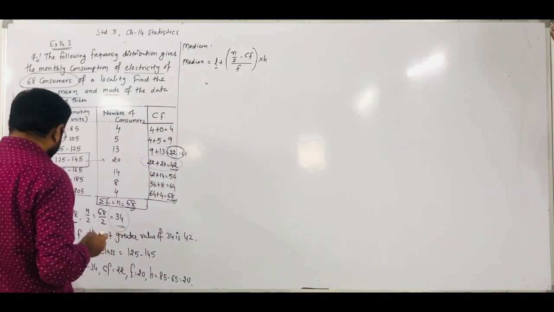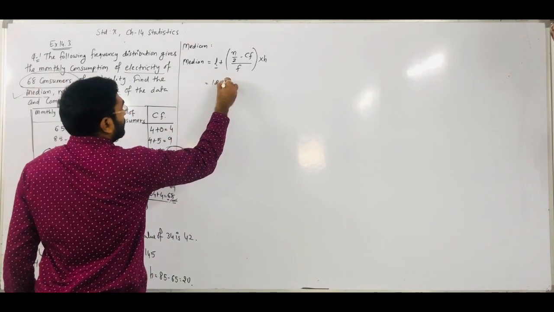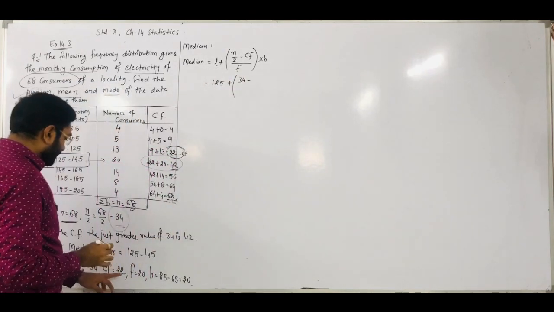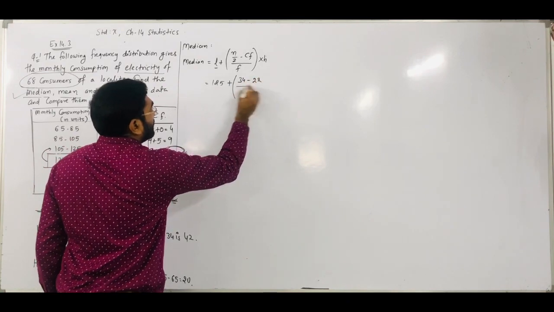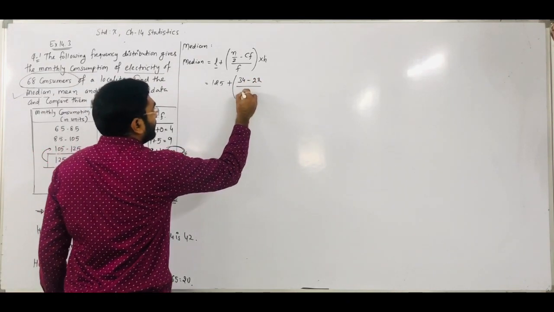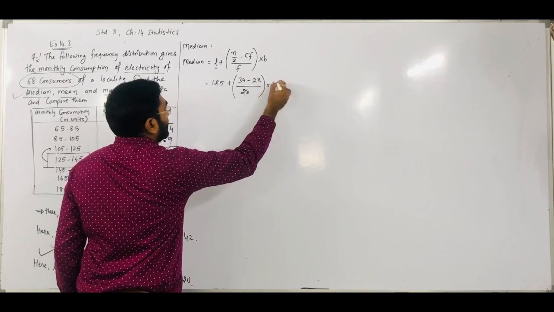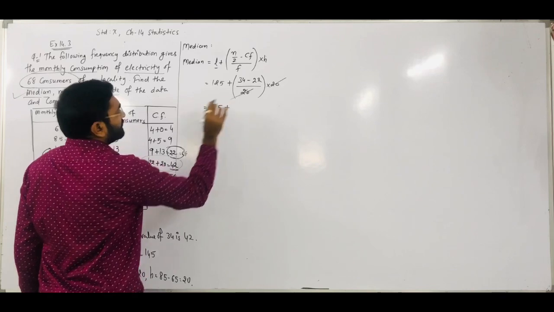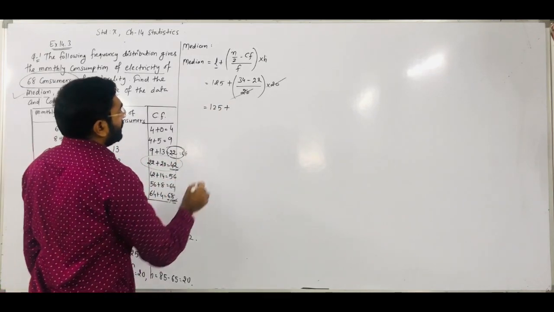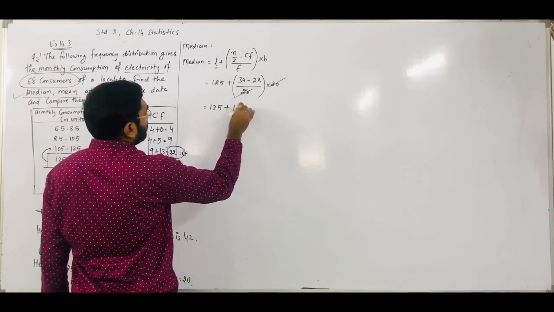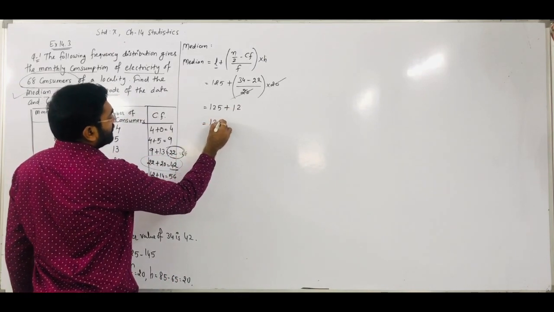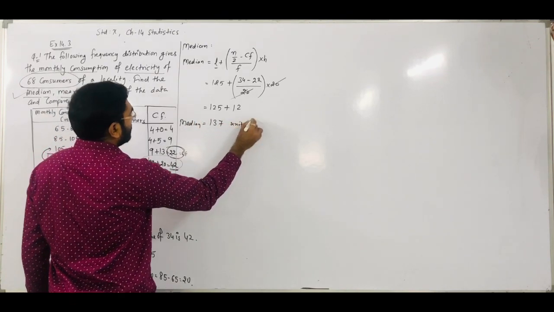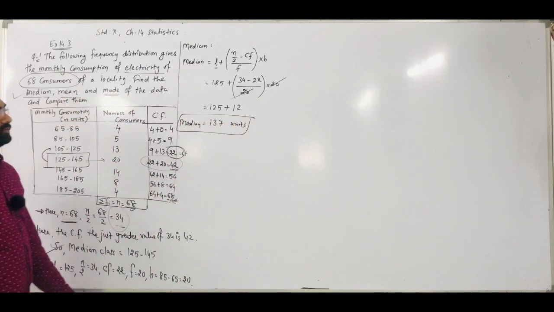L value is 125 plus N by 2 value is 34 minus CF value is 22 divided by frequency value is 20 into class size is 20. So that 20 is cancelled out. So we get 125 plus 34 minus 22. So we get 12. Right. So we get 137 units, which is the median of the given observations.